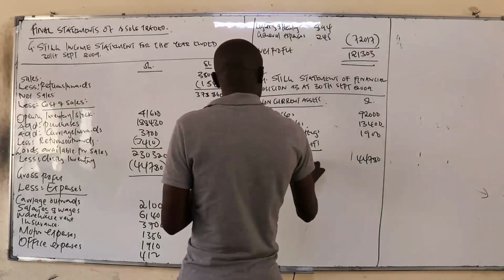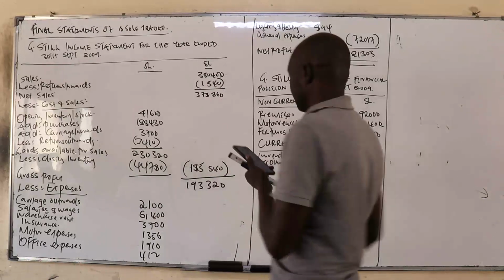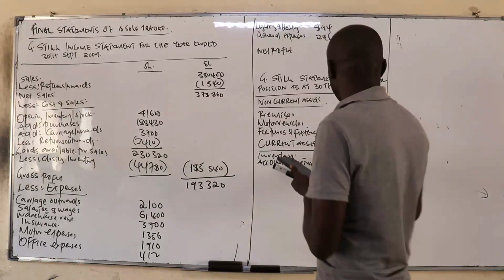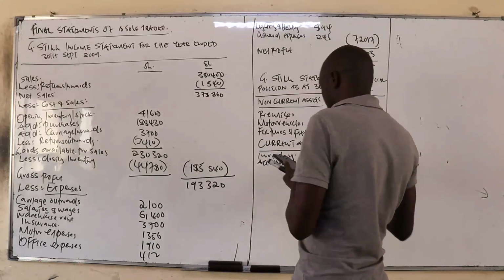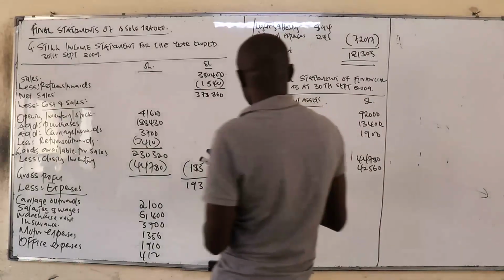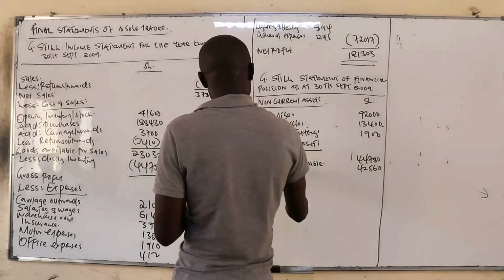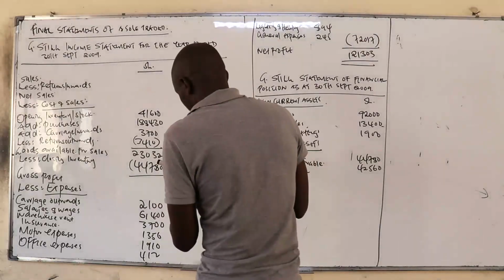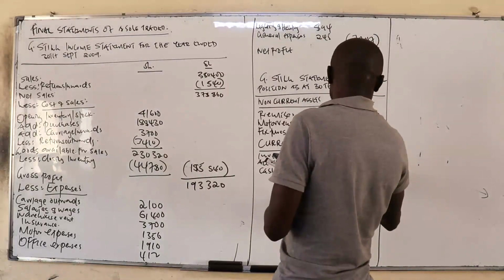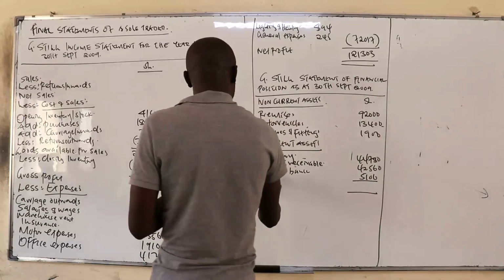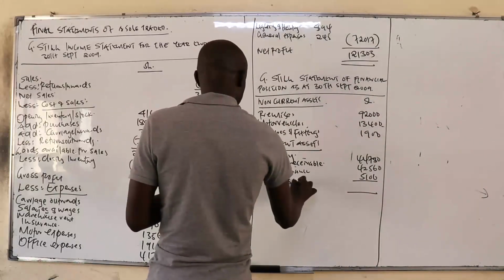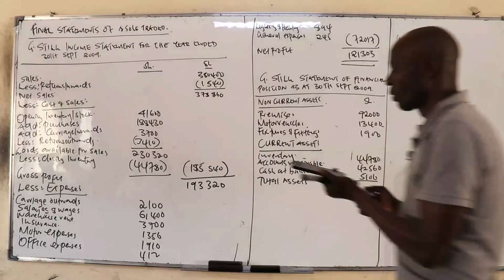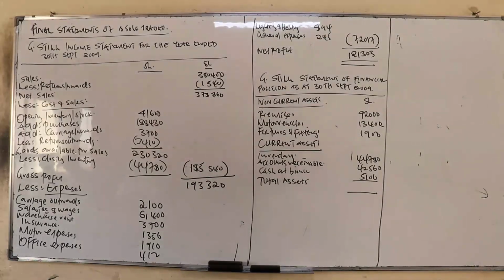And then we have accounts receivable. How much is it? 42,560. And then we have cash at bank. Cash at bank is how much? And then you get the total assets there. Total assets. Do you understand? So you'll be meeting this kind of statements now and then.